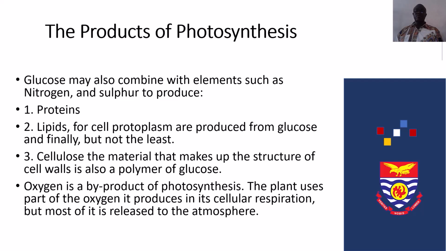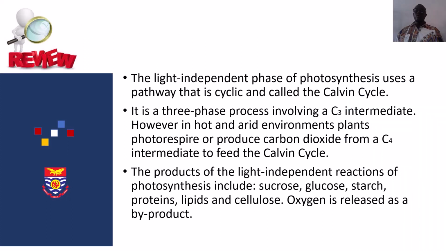Oxygen is a byproduct of photosynthesis. The plant uses part of the oxygen it produces in its cellular respiration, but most of it is released to the atmosphere. So in review, the light-independent phase of photosynthesis uses a pathway that is cyclic, called the Calvin cycle. It is a 3-phase process involving a C3 intermediate. However, in hot and arid environments, plants produce carbon dioxide from a C4 intermediate to feed the Calvin cycle. The products of the light-independent reactions of photosynthesis include sucrose, glucose, starch, proteins, lipids, and cellulose. Oxygen is released as a byproduct.